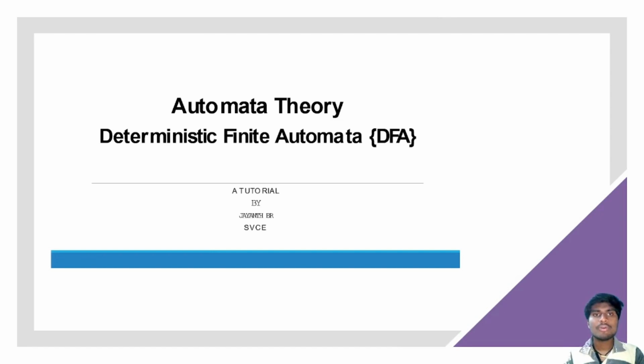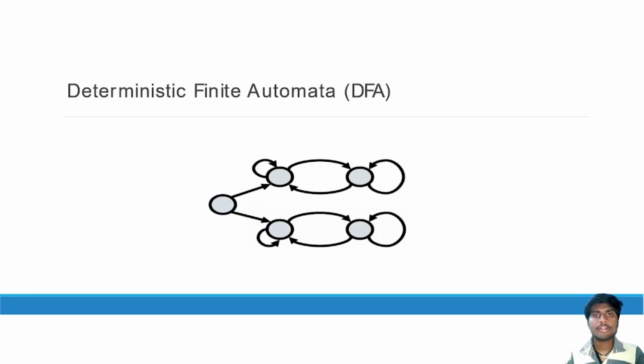Today in this video we will discuss automata theory, deterministic finite automata. It is also known as DFA. Come guys, let's start the session. Deterministic finite automata, DFA. Here is a sample diagram of DFA, guys.